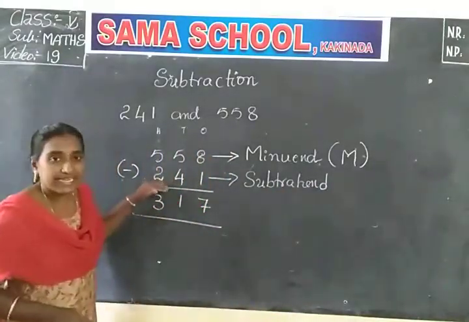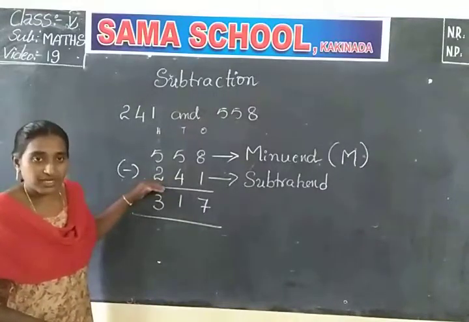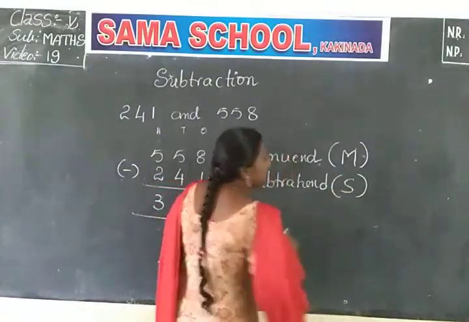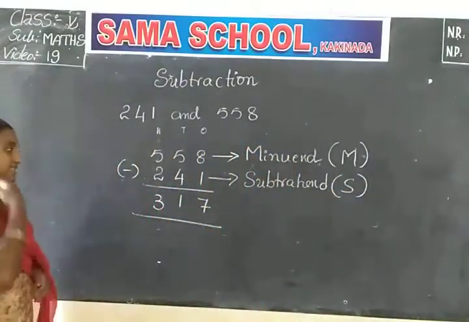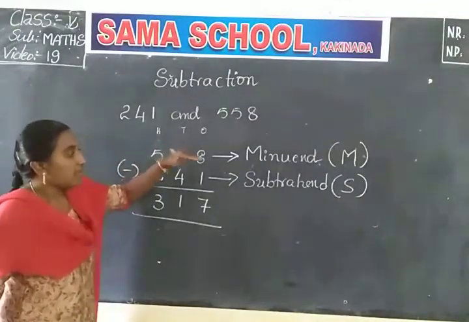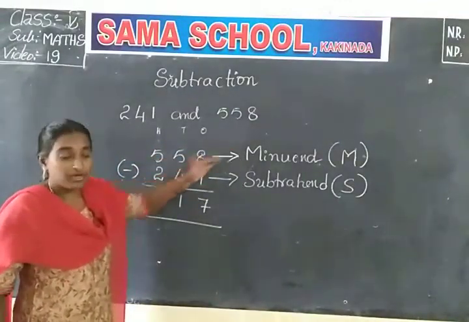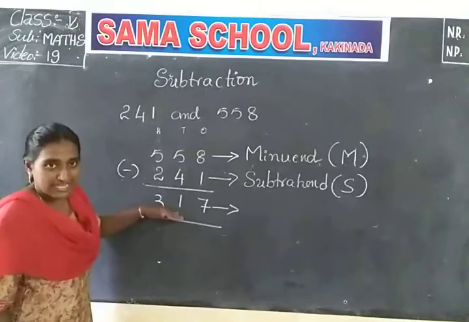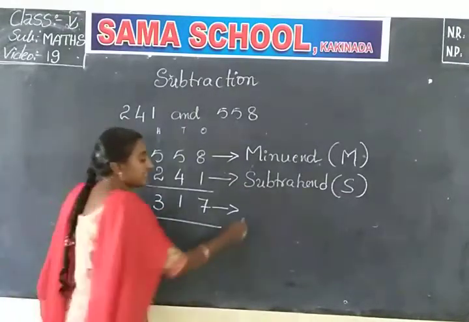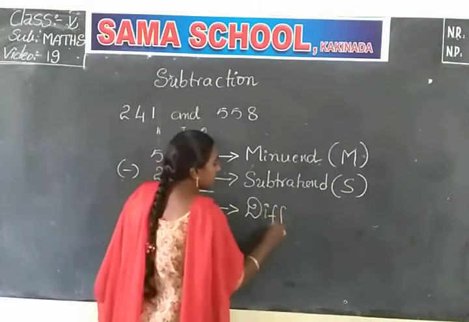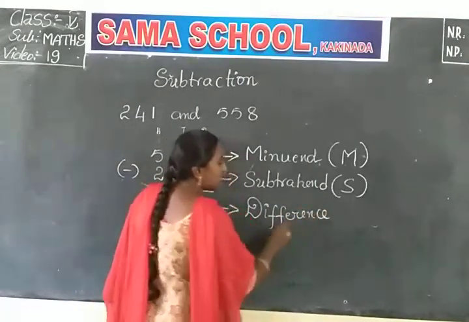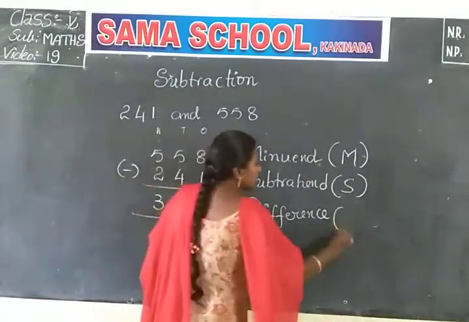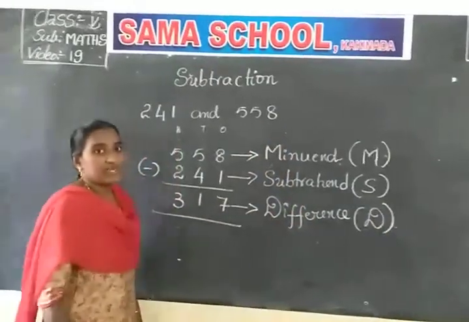The smaller number we take in the second place in subtraction is known as the subtrahend, and this can be denoted by capital letter S. Next, when we subtract the subtrahend from the minuend, we get the answer, right children? The answer, the result of subtraction, is known as the difference. Wherever you find the word difference, you should understand that those two numbers were subtracted. This is capital letter D.